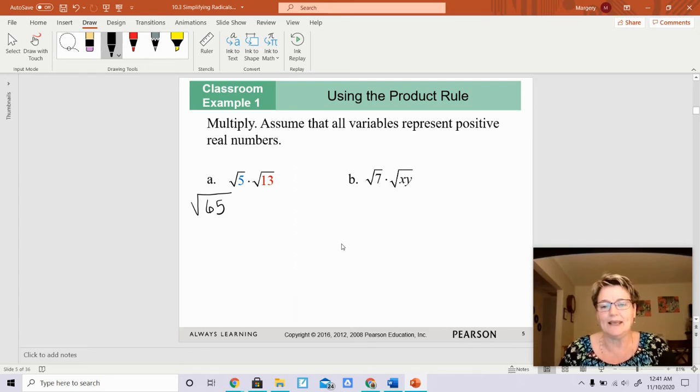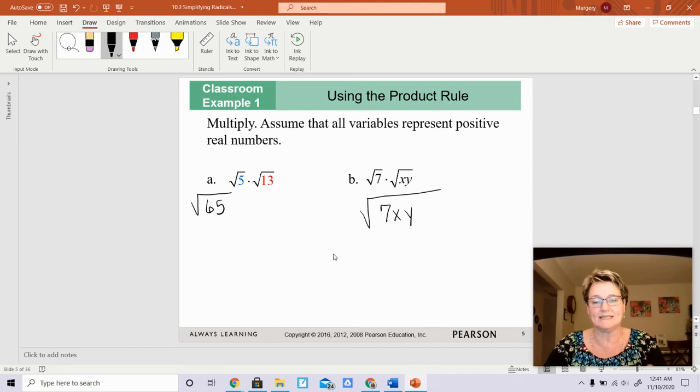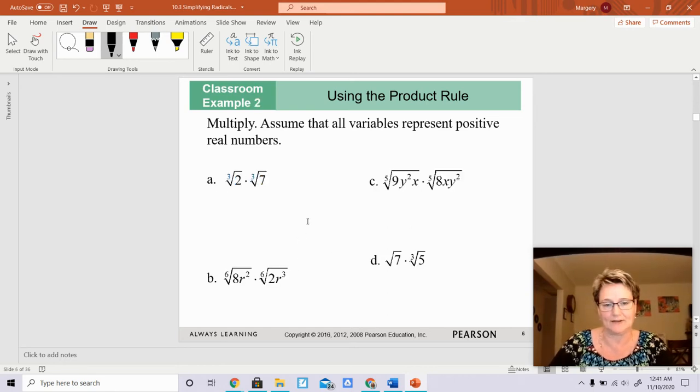Now, letter B, it's going to be the square root of 7 times x y. There is no way to simplify any of them. So whatever's under the radicals can be multiplied together, and whatever's outside the radicals can be multiplied together. Now, remember the indexes must be the same. Otherwise, you cannot multiply what's under the radicals together.